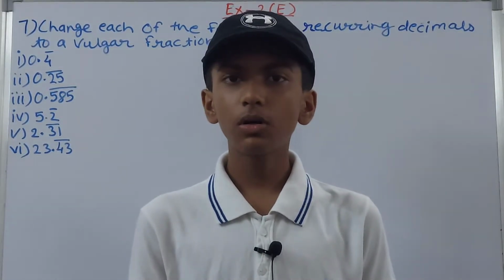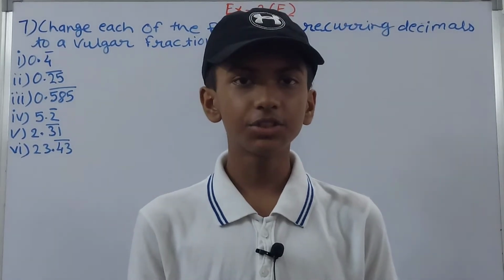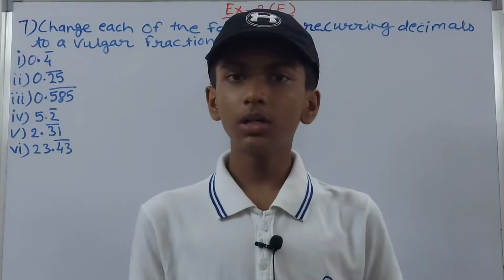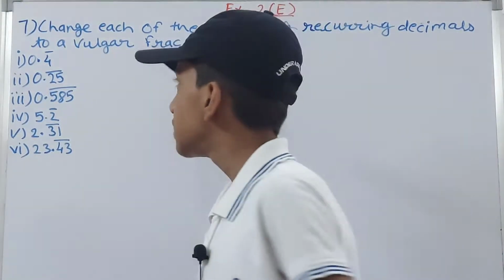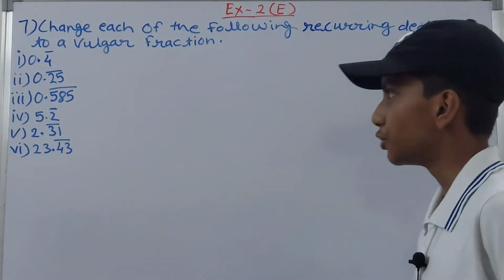In this video we are going to solve ICSE Mathematics Class 7 Chapter 2 Fractions and Decimals, Exercise 2E, question number 7. This question says: change each of the following recurring decimals to a vulgar fraction.